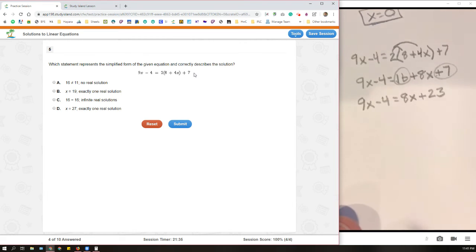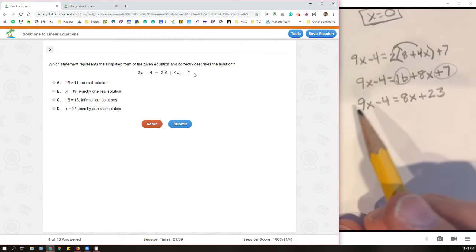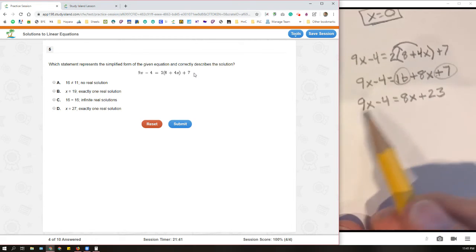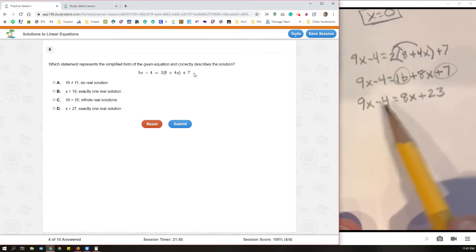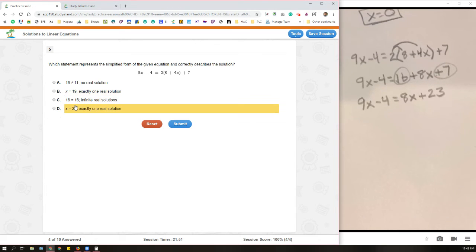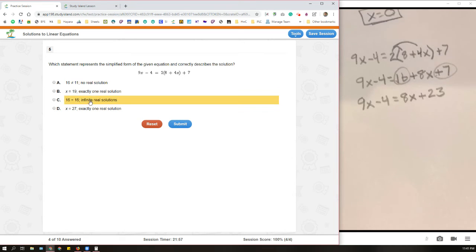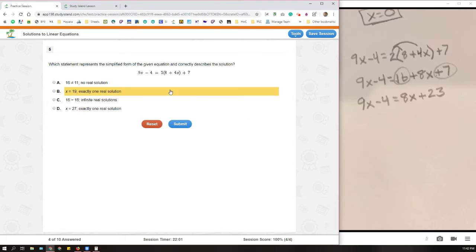We will only get no solutions or infinite solutions when the x's on both sides match up and cancel each other out. But these won't, so we are going to get one solution. So right away, looking at my answers here, I know it's either going to be 19 or 27. It's either going to be B or D, because the first one says no real solution, and the last one says infinite real solutions. That's not the case here. What would the solution be?